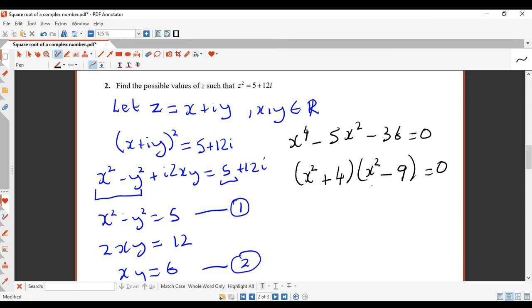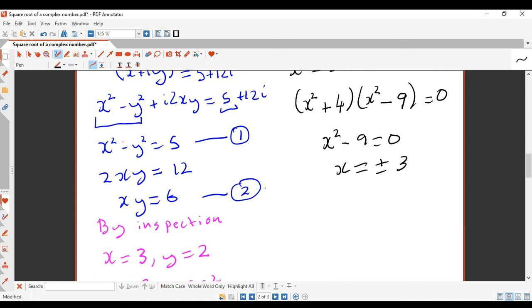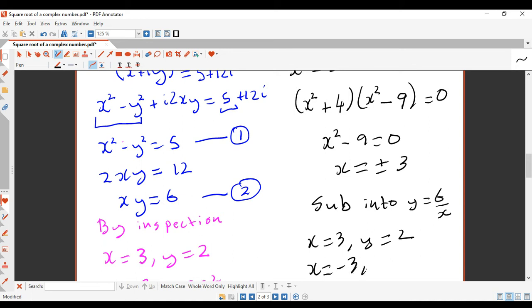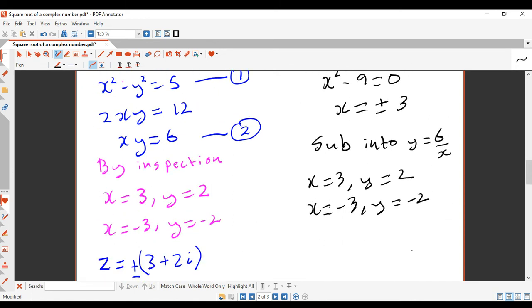Now, I'm going to choose just the one which gives me real solutions only. So I'm just going to go x squared minus 9 is equal to 0. So it gives me x equals plus or minus 3. And then I'm going to get the same answers because I'm just going to substitute into x. So we know xy equals 6, for example. So I'm just going to sub into y equals 6 on x. So that's going to give you x is 3, and that means y is 2, and then x is negative 3, y is negative 2, and then put in your answer. Z will be plus or minus 3 plus 2i. So that's your answer.